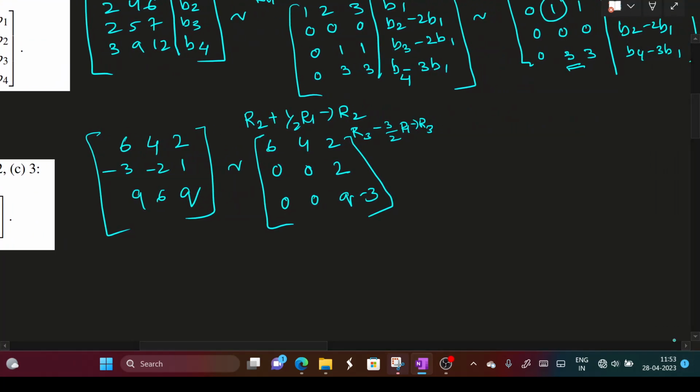So here, to get its value, if q is equal to 3, then it is of rank 2. If q is not equal to 3, then also it is of rank 2.